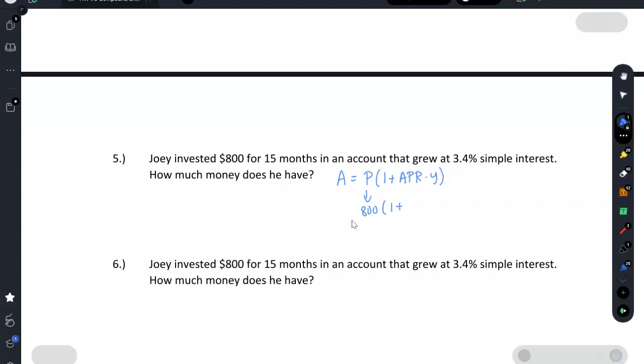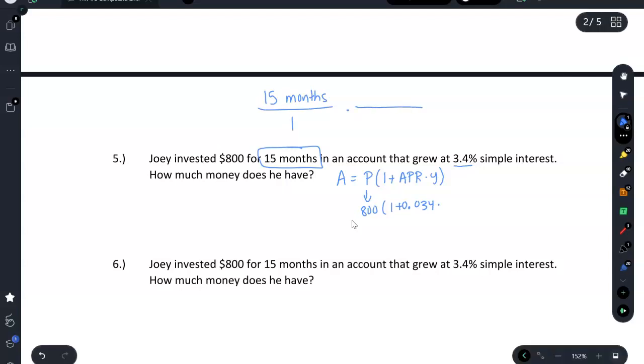This time, my rate is 0.034, and just keep in mind you can always add a 0 in front of that decimal, but you can't add them behind the decimal. So 0.034 times, this time my months is not going to be a whole number value of years, so I'm going to make sure that I do dimensional analysis here just to show you what you're always going to get. 15 months over 1, and I have 12 months is 1 year.